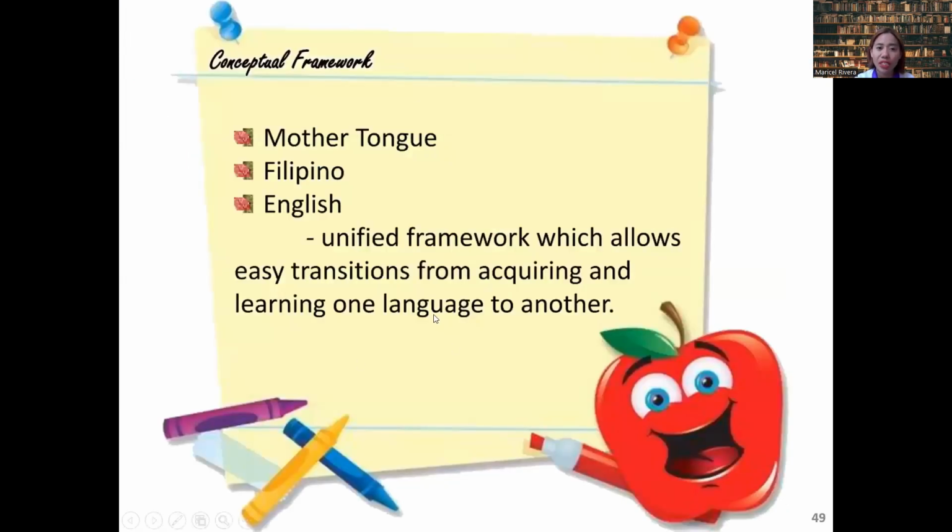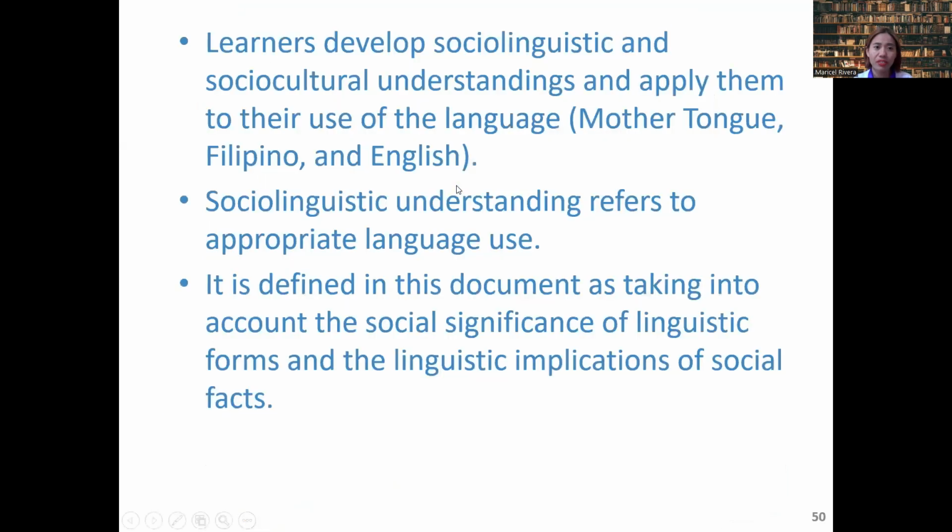Now, we do have the mother tongue, Filipino, English. This actually is a unified framework which allows easy transitions from acquiring and learning one language to the other. So our very own mother tongue is also important for us to acquire another language. Learners develop sociolinguistic and sociocultural understandings and apply them to their use of the language: mother tongue, Filipino, and English.